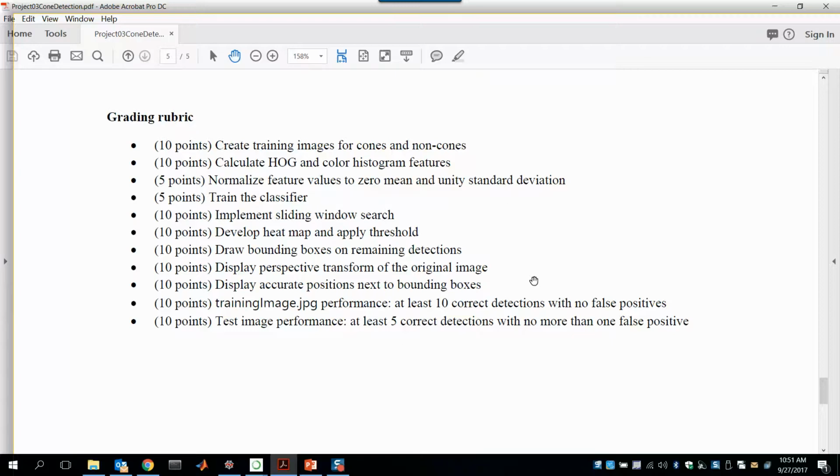Okay, then this is where you will never see the test image. I have a secret test image. And so when I run on the test image, you need to get at least 5 correct cone detections and at most 1 false positive. After October 5th, can we get that image? Yeah, so I'll post that image once it's due, and then you can play around with it, of course.